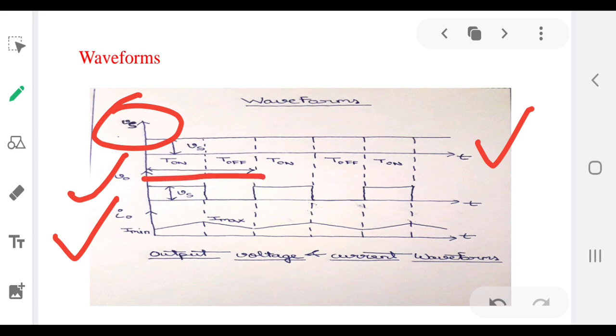So when the switch is turned on, by Kirchhoff's voltage law, Vs is equal to V0, and when the switch is turned off, V0 is equal to 0. Now for a similar reason, we can trace out the current through the inductor and load L. We can see that current attains a maximum value, and then after it decreases to a minimum value, I max and I min. So these are the basic voltage waveforms of output and current waveforms.